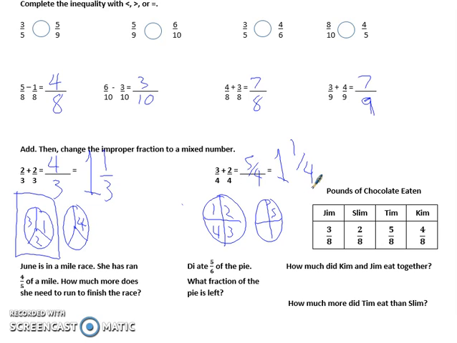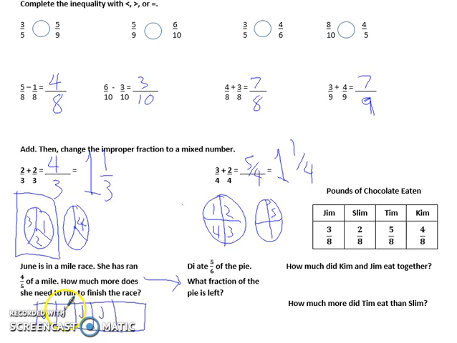June's in a mile race. She's ran 4/5 of a mile. How much more does she need to run to finish the race? This problem is just like this one eating pie. So here's what we're going to do. We're going to say she's in a race. There's her mile, and it's cut into fifths. So June has ran 1/5, 2/5, 3/5, 4/5. What's left? Just this white part down here?